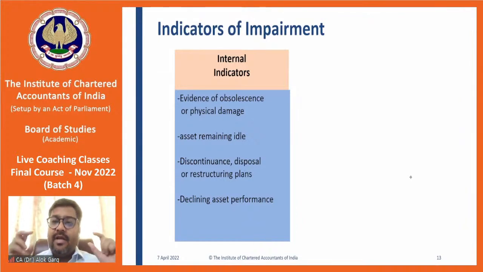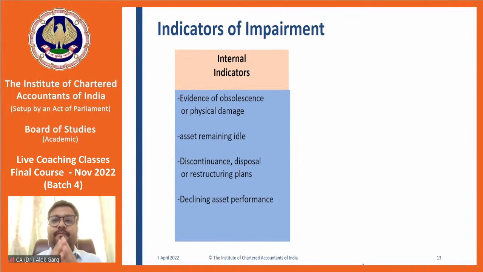Sir, is it an exhaustive list? This is not an exhaustive list. This is an indicative list. This is an inclusive list, where some examples of internal indicators and some examples of external indicators are given, right? So the first one is evidence of obsolescence or physical damage.